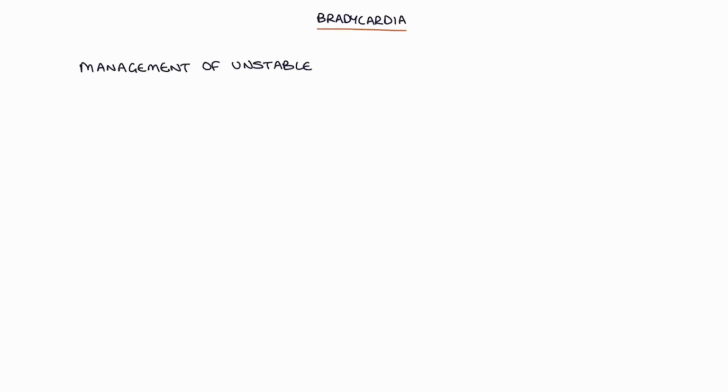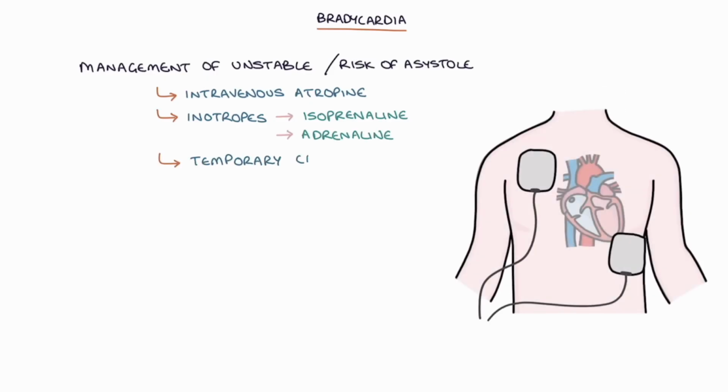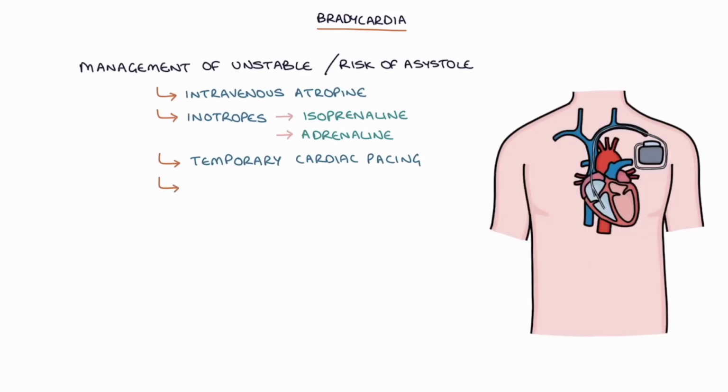Management of unstable patients and those at risk of asystole involves intravenous atropine, first line, inotropes, for example, isoprenaline or adrenaline, temporary cardiac pacing, and a permanent implantable pacemaker when available.